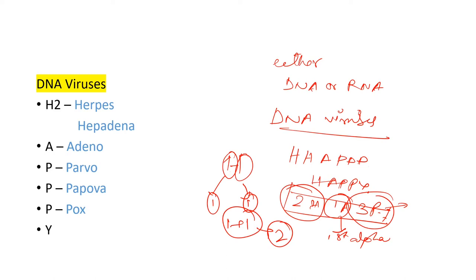DNA viruses, H2 I told you. So these are herpesviridae and hepadnaviridae. In hepadnaviridae comes hepatitis virus. So all the hepatitis viruses are not included here, only the hepatitis B virus, others are in RNA. Okay, then herpes virus mein aapko bahut kuch aayega. Herpes virus mein aayega herpes simplex virus.